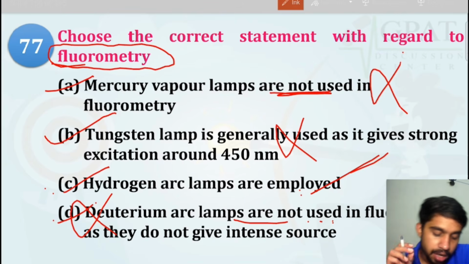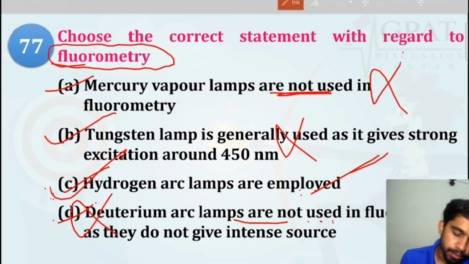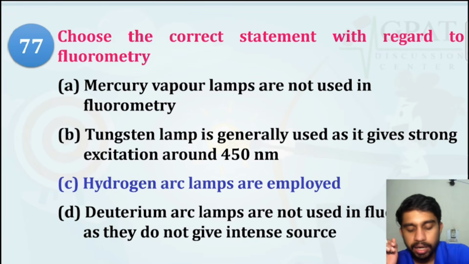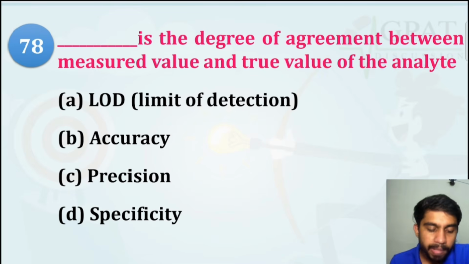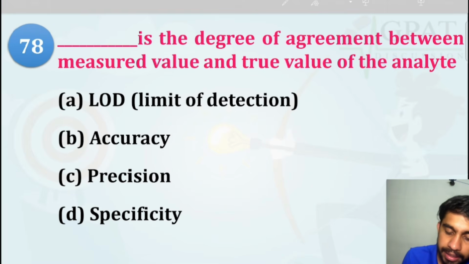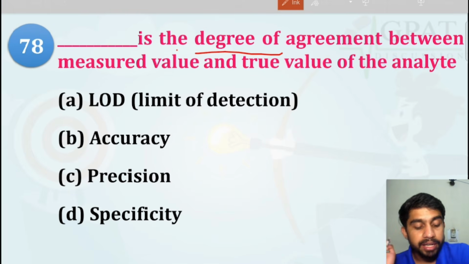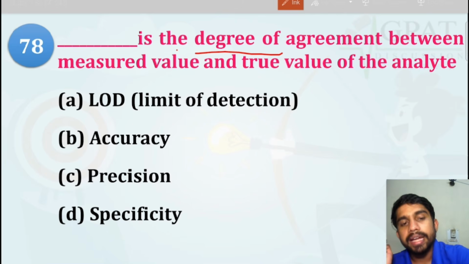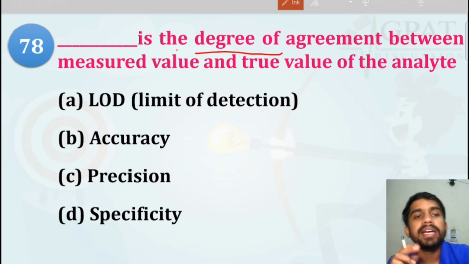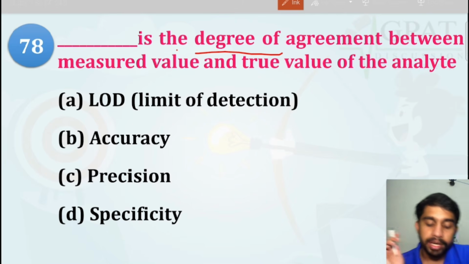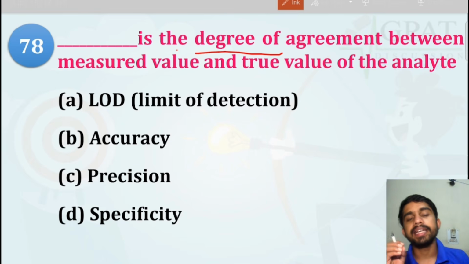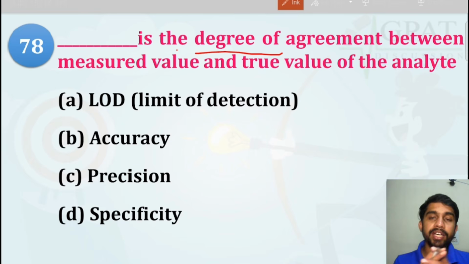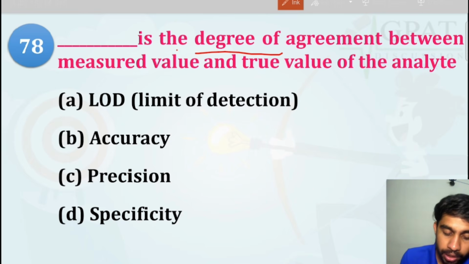So the correct answer for this question will be option C. Hydrogen arc lamp are employed. Okay. Next question: the degree of agreement between measured value and true value of an analyte. So if there is closeness, it indicates that there is a closeness between the measured value and true value.